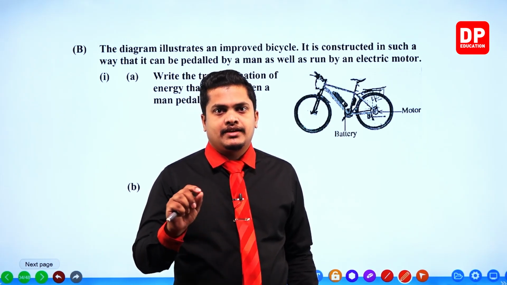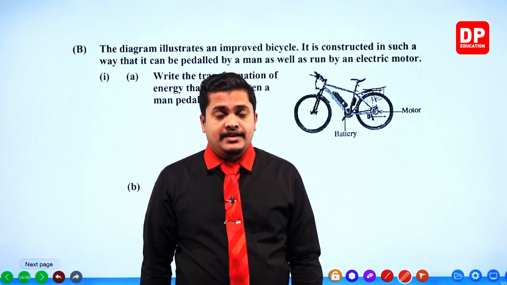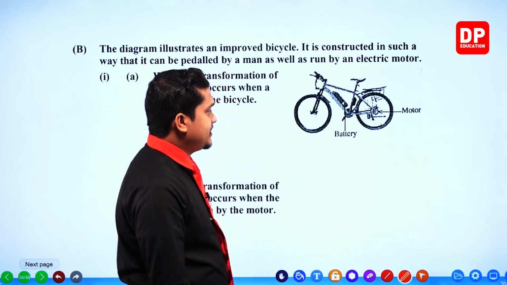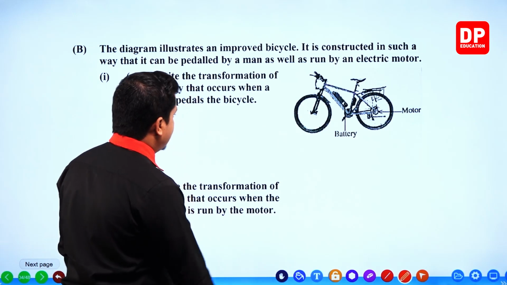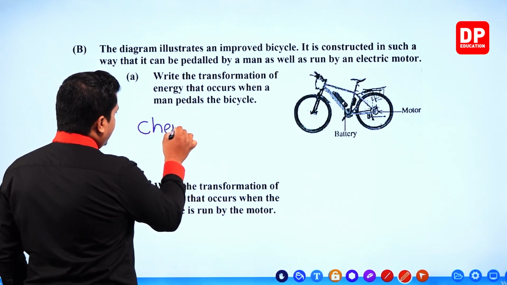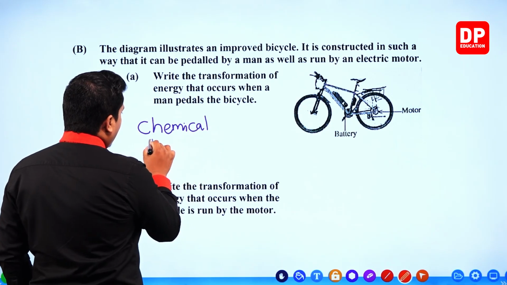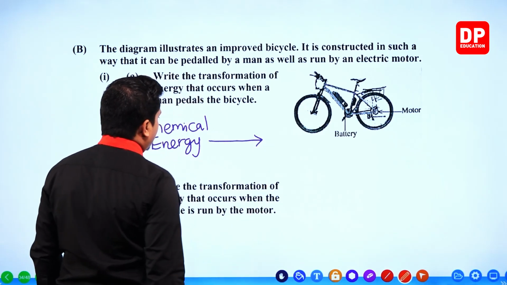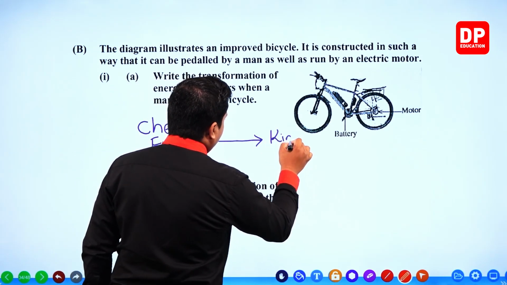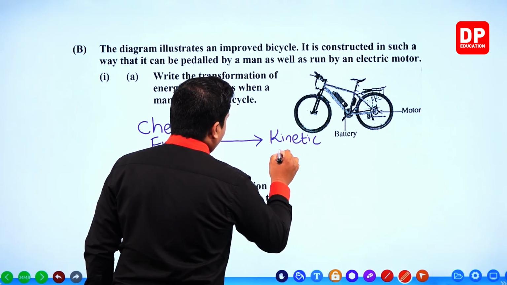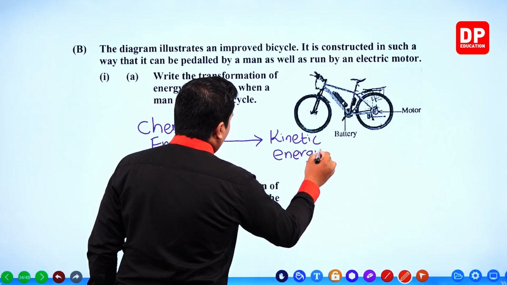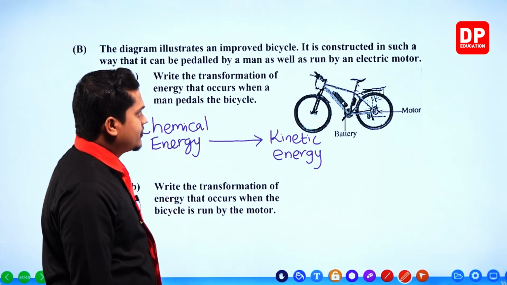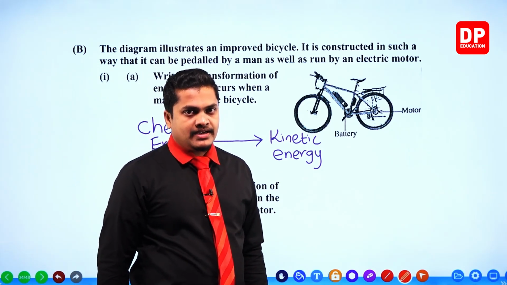So chemical energy is getting converted here to what energy? To kinetic energy, my dear children, right? So chemical energy to kinetic energy. That should be our answer. This is the energy conversion that occurs within this instance. So chemical energy to kinetic energy. This is the energy transformation that occurs when the person is pedaling the bicycle.